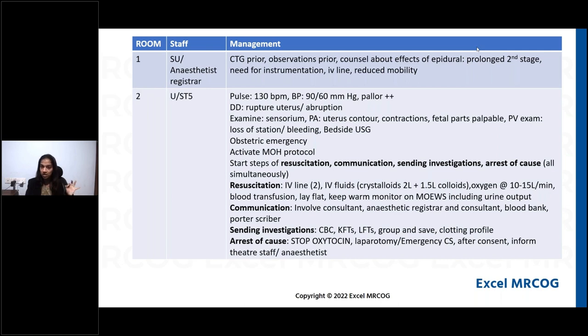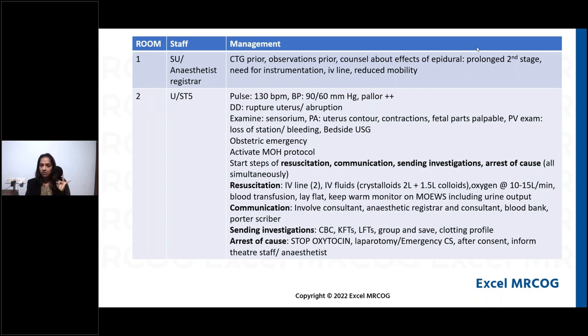and save and clotting profile, because again, it is either a massive shock, that is rupture, hypovolemia or abruption. In both the cases, you have to send all these investigations. Arrest the cause, of course. You are asking me whether the patient is on oxytocin. I believe, in this state, in this room, if the examiner is not responding, don't wait. You say, if she's on oxytocin, I will stop oxytocin.